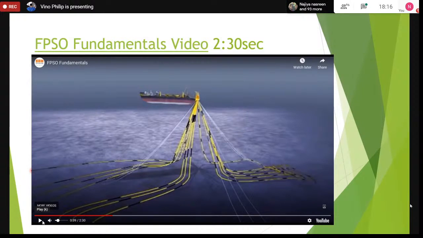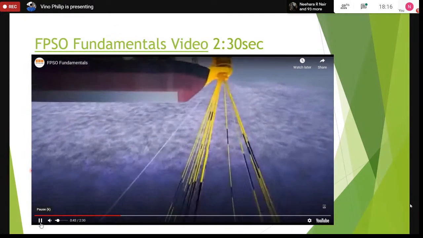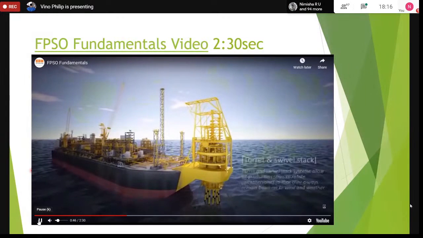Now the fluids go up through a toroidal swivel. This particular one, I will explain more, is an external turret. A turret is basically a tower. So this is a turret and a swivel stack. The swivel stack is a toroidal swivel.